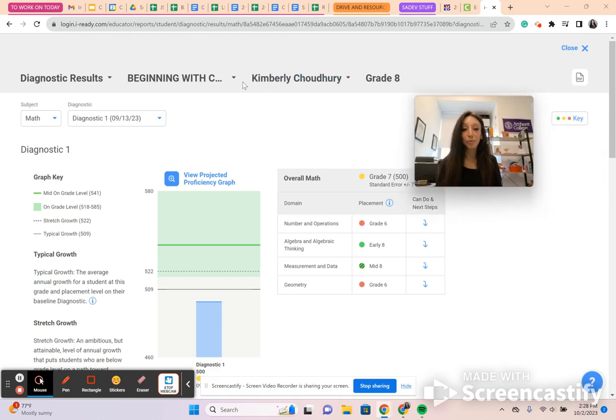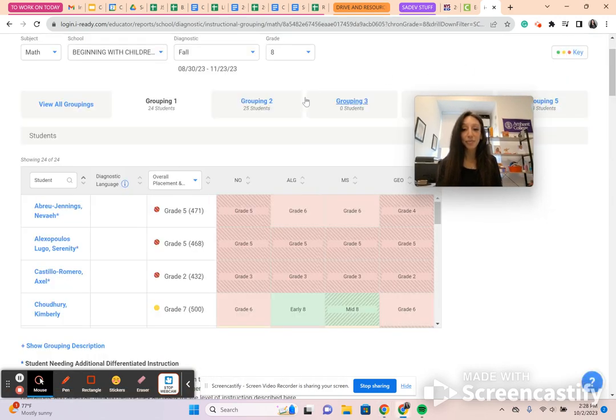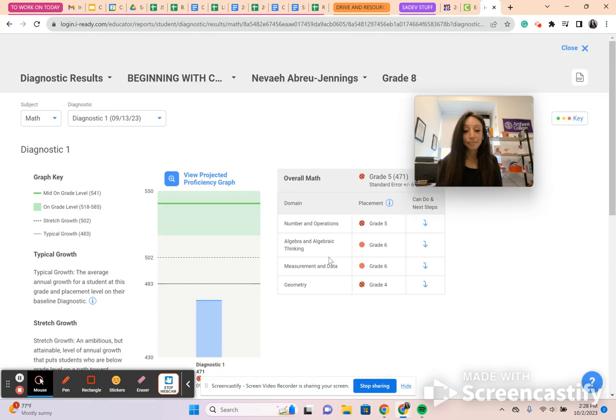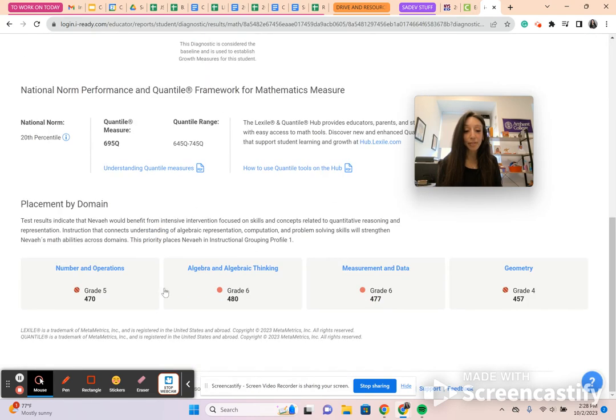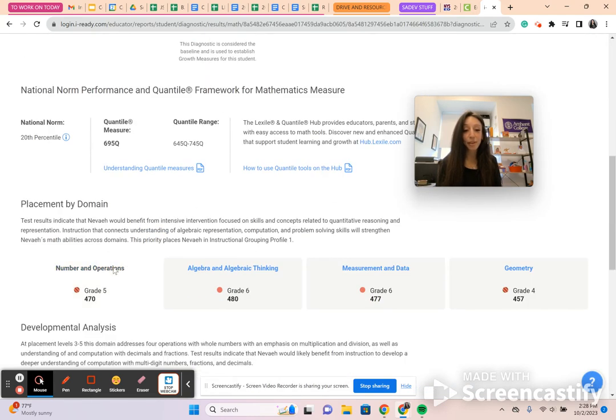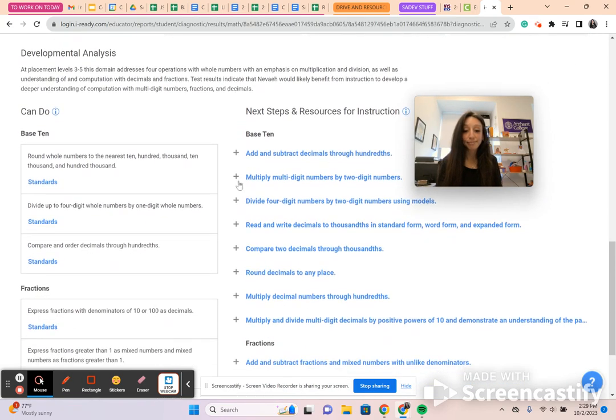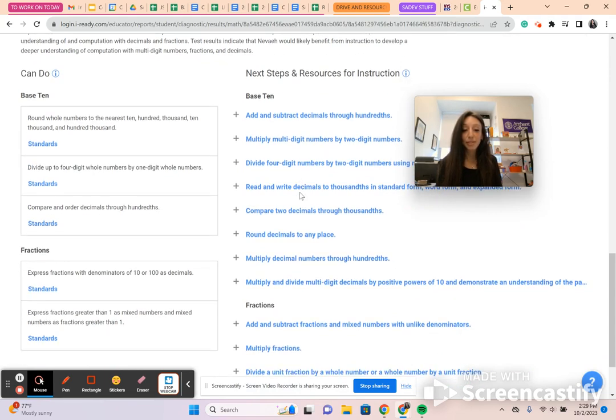And so, believe it or not, if I just close this out, Kimberly might be working on the same thing that Nevaeh is. So if I go into numbers and operations for Nevaeh, who is that much further behind, Nevaeh has really similar next steps as well. So it seems like they could both benefit from each other.